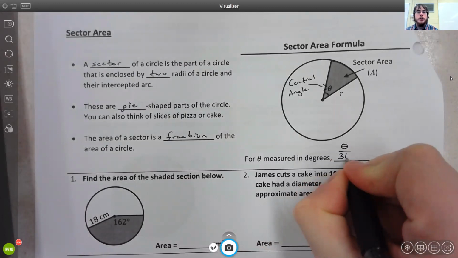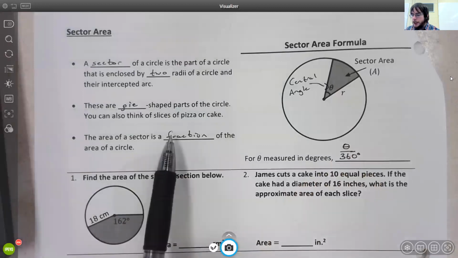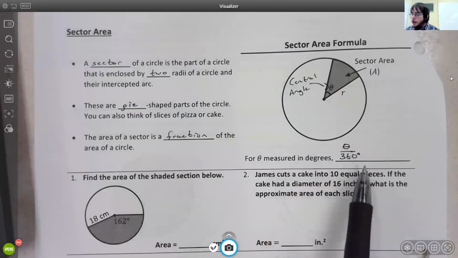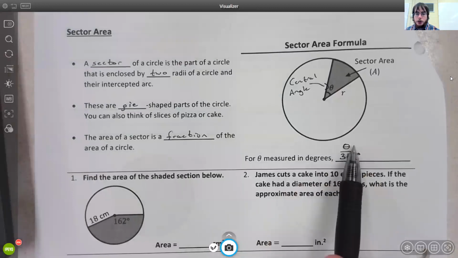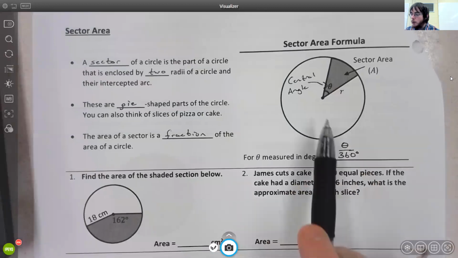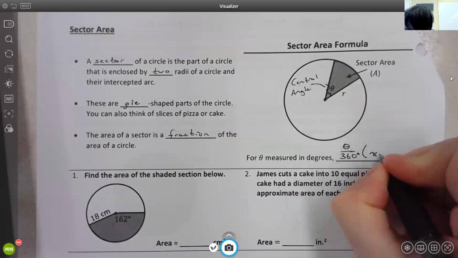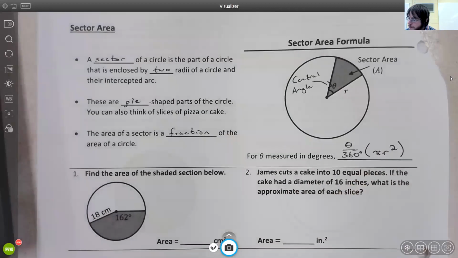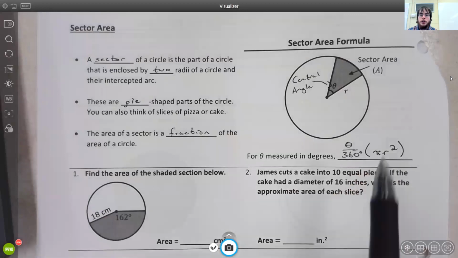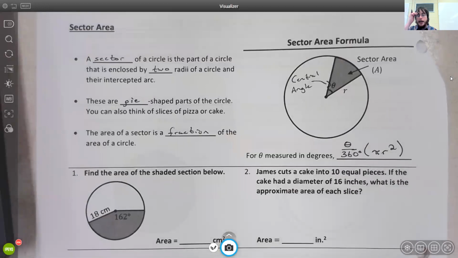And since we're looking for sector area, and the area of a sector is a fraction of the area of a circle, we take that fraction we found, which is the proportion that the angle represents, and multiply it by our area, which is pi r squared. So we take theta, divide it by 360, and multiply it by pi r squared.